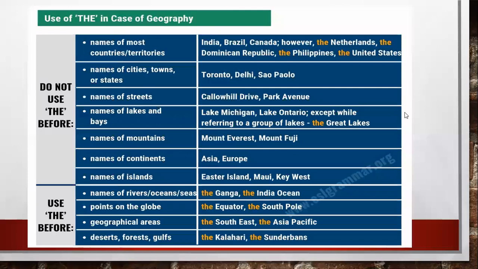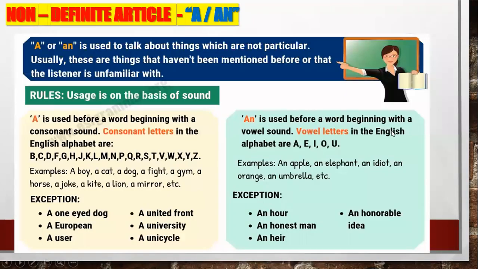So don't forget about this, here the definite article and also the geographical names, when we are not going to use the and when we use the. All right, now let's pass to the other one, non-definite article, a, an. A or an is used to talk about things which are not particular. Usually these are things that haven't been mentioned before or that the listener is unfamiliar with. Remember that we are going to use a before a word beginning with a consonant sound and an before a word beginning with a vowel sound. Yeah? Remember this, all right?